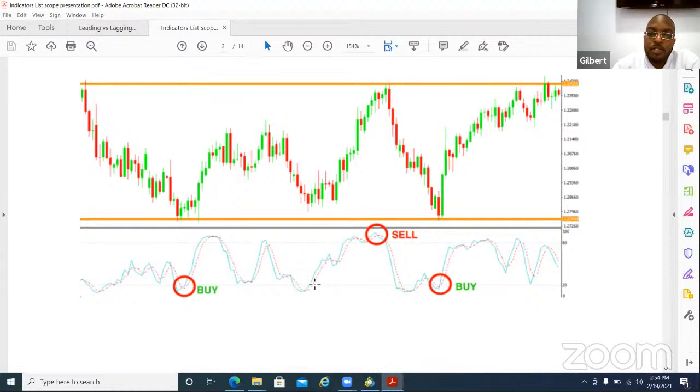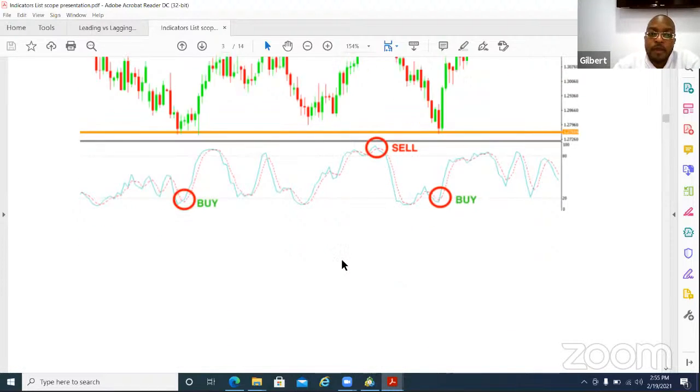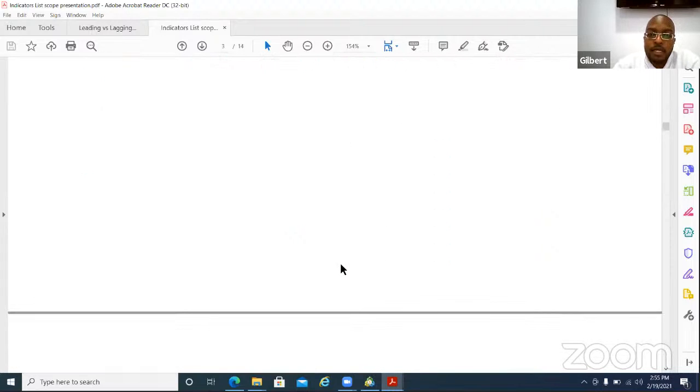So it's up to us to decide whether we're going to enter instantly or whether we're going to wait a little bit longer. So as you can see, it has 2 aspects to it. There's the overbought oversold, and there's the moving average crossover, which tells you that it's now time to make your decision. That is the stochastics indicator.